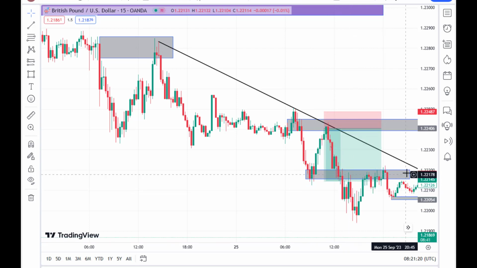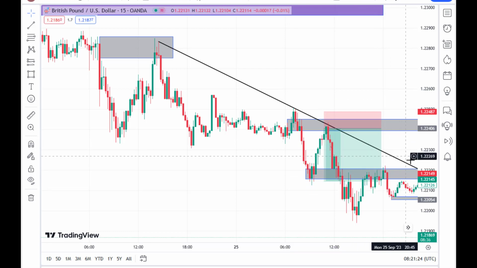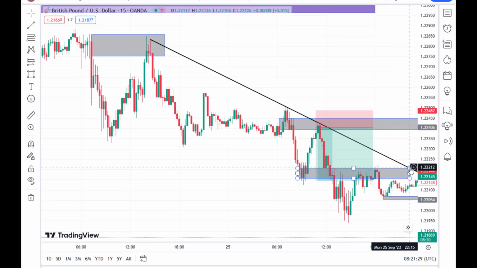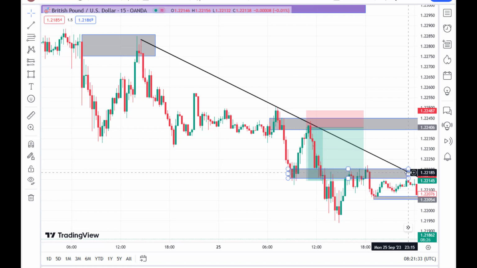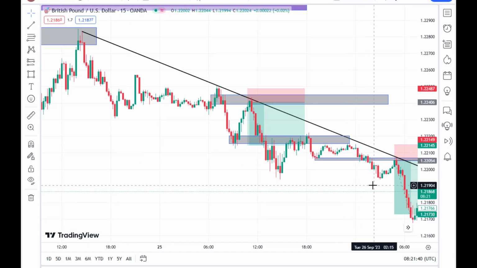Now when it tests this zone, it automatically becomes what? Resistance. Now you wait for price to come back to a zone where it coincides with the trend line, and with this zone here you look for entry sell setups in that situation. As price taps the zone here, what we do is simply short, and our stop loss will be above there.